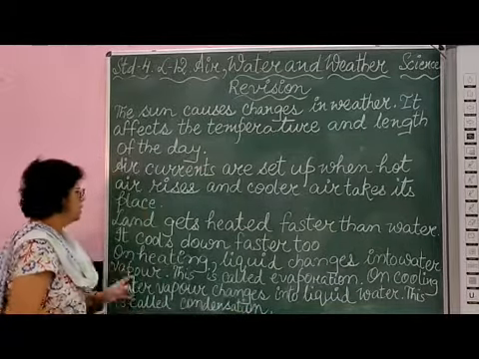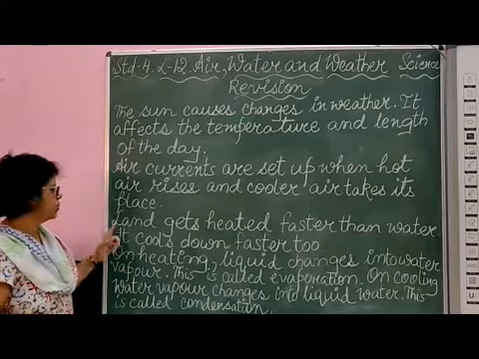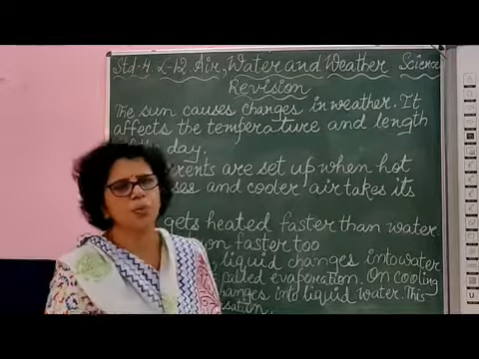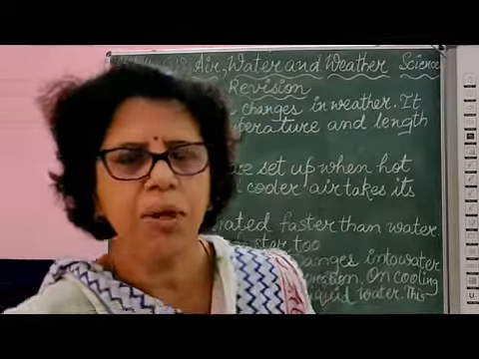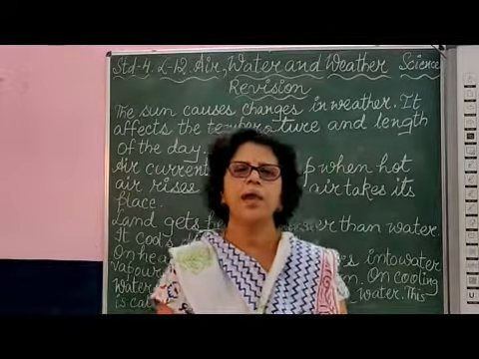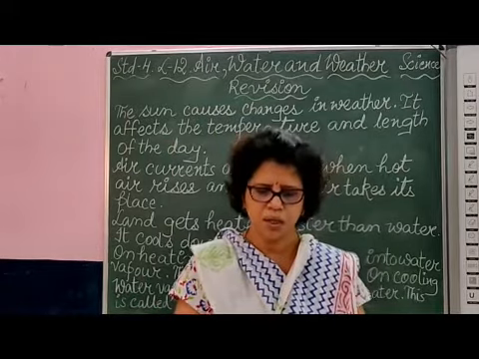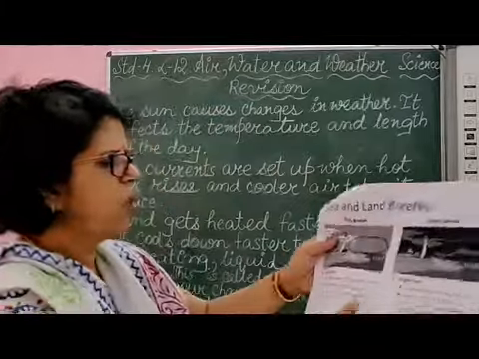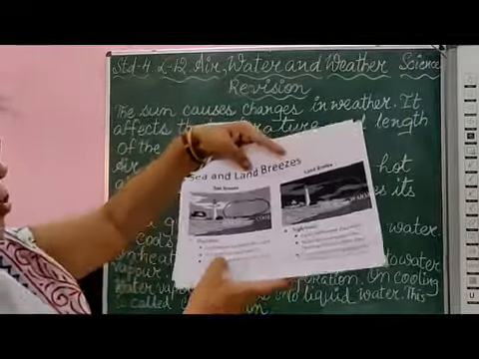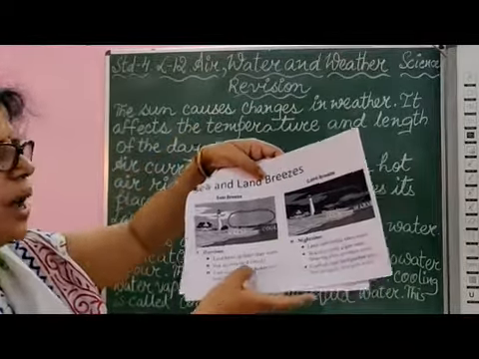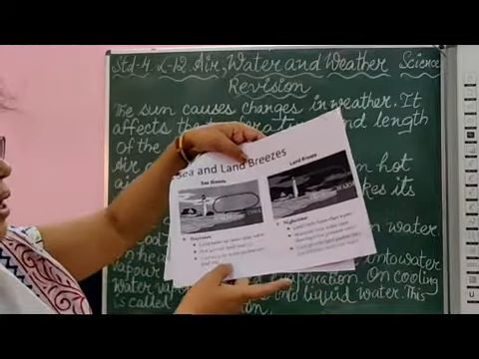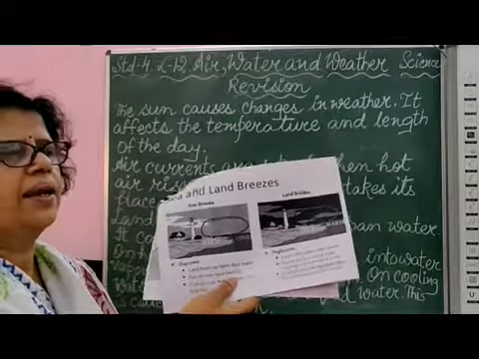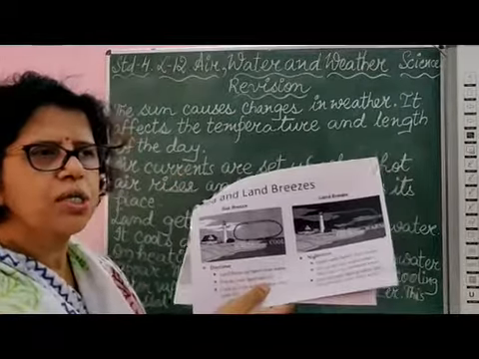Children, the next thing you should remember is that land gets heated faster than water. This is very important, and that's why we have land breeze and sea breeze. We have discussed that land gets heated up faster than water during the daytime, and naturally the hot air over the land is lighter and it rises, and cool air from the water bodies which are near, like if you are residing near a river or an ocean or a sea.